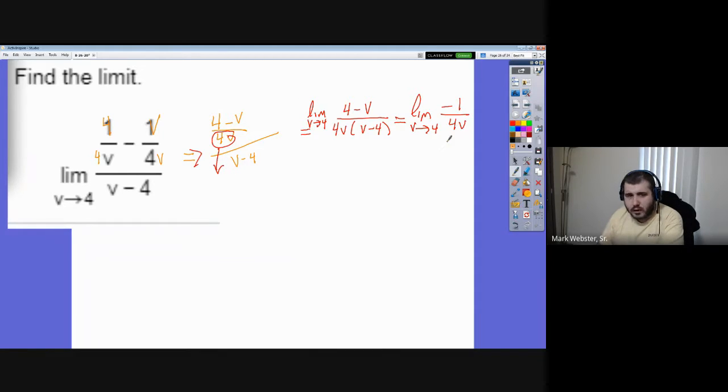Well, now I don't have to worry about plugging in 4 and getting 0 on the bottom anymore. So I can just plug it in. And what does that end up being? Negative 1 over 4 times 4, which is 16. Y'all see what I'm saying? So here, with this one, we got to do some fraction action, and we got to turn this into a single fraction. So we find the common denominator, and then we can bring this part down to the bottom, cancel, and then actually plug in now that we don't have to worry about that hole anymore.